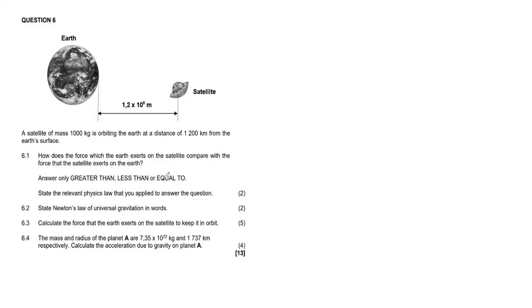Now we know according to Newton's third law, the force that the Earth exerts on the satellite will be the same magnitude of force that the satellite exerts on the planet Earth, just that it will be in the opposite direction. So our answer here is supposed to be equal to, and then now they're saying state the relevant physics law that you apply to answer the question. So we know that's Newton's third law, which states that when object A exerts a force on object B, object B will simultaneously exert a force of the equal magnitude, but in the opposite direction on object A.